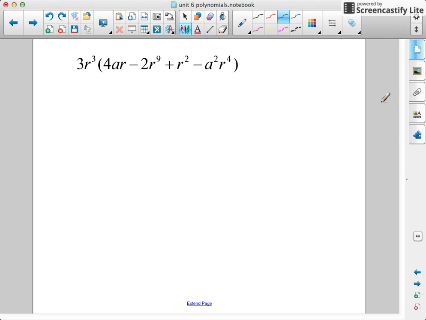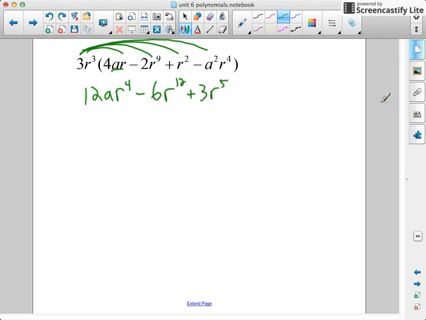This one's a little bit tricky because there's two variables here, but only one out here. But it doesn't change things really. We still multiply constants, so this would be 12. And r cubed times ar is just ar to the exponent of 4. This would be minus 6r to the 12 plus 3r to the 5th minus 3a squared r to the 7th. So that's multiplication of monomials by polynomials.